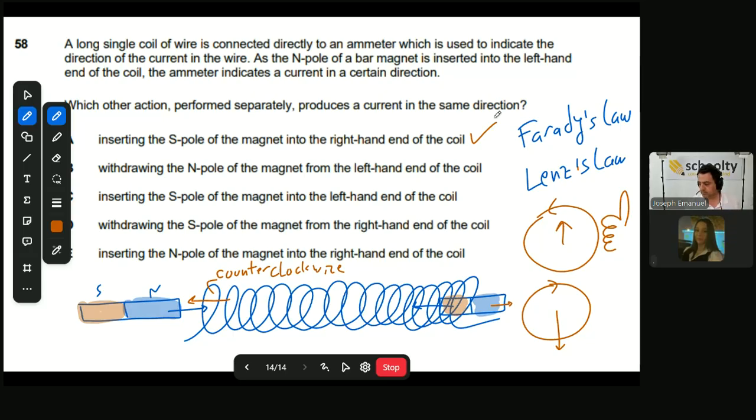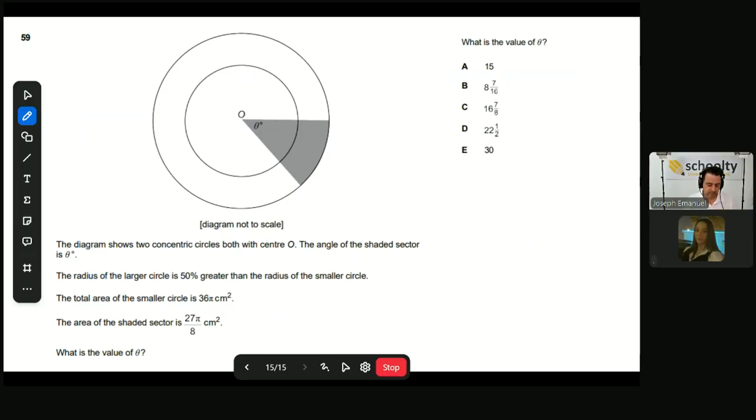Inserting the S pole of the magnet into the right hand end of the coil is exactly the same as inserting the N pole into the left hand end of the coil. Exactly. Next. Okay, let's read this question, number 59.